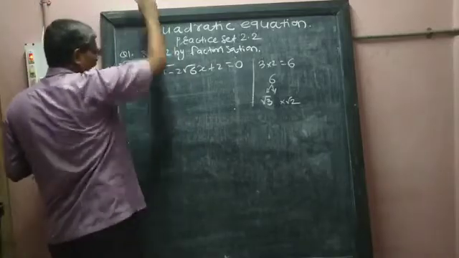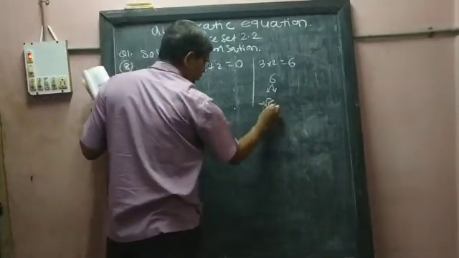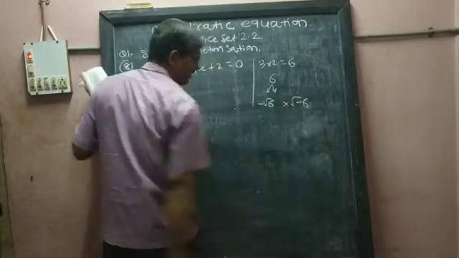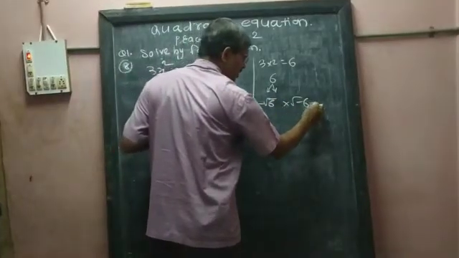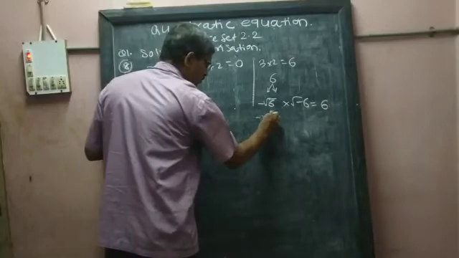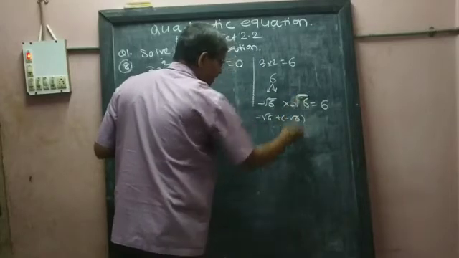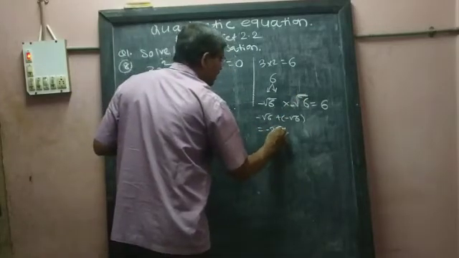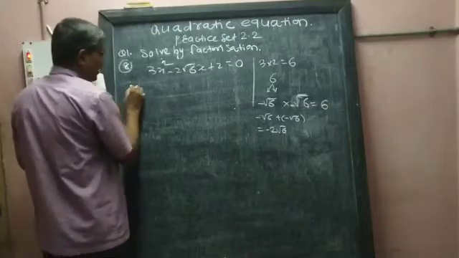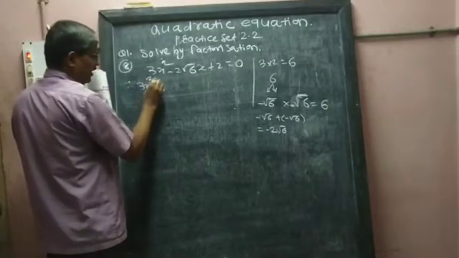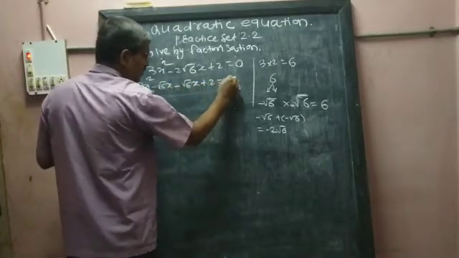Here there is a little mistake in this splitting. I will correct it: minus root 6 into minus root 6 means it becomes positive 6, and minus root 6 plus minus root 6, here I have to write the minus sign outside the bracket. Then you will get minus 2 root 6. And now I am going to take the factors: 3x square minus root 6x minus root 6x plus 2 is equal to 0.